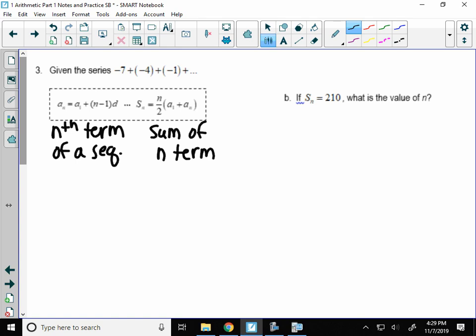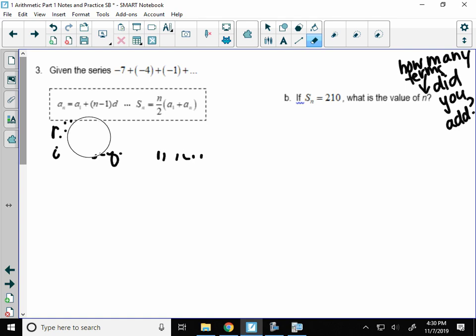Now, the question says, if the sum, S sub n, is 210, if you add up a bunch of terms, it adds to 210, what is the value of n? How many terms did you add up? That's what it's saying. How many terms did you add? So we need to figure that out. So I'm going to erase this stuff under the left box. Let's write down what we do know.